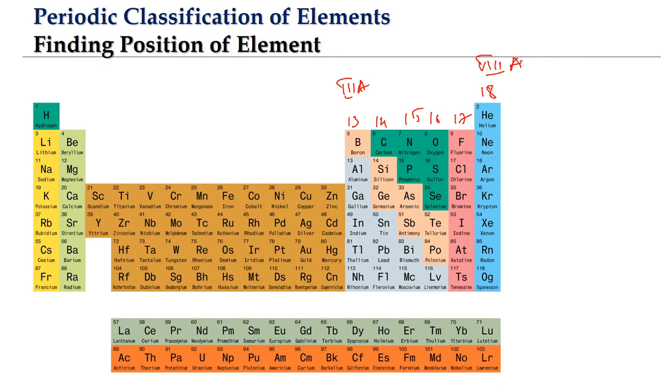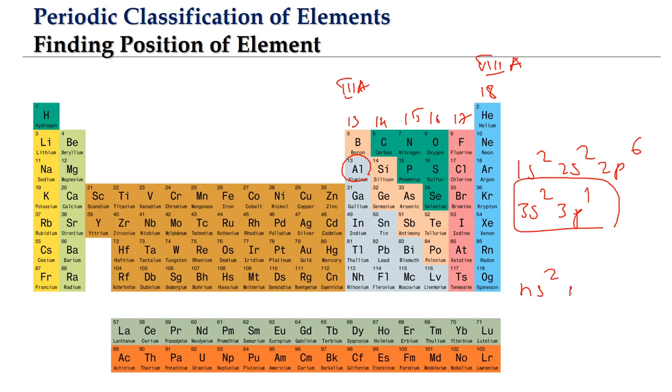Now if you look at any element, for example we will pick up aluminum. Aluminum, number of electrons are 13. So what will be the electronic arrangement? 1s2, 2s2, 2p6, then 3s2, 3p1. So the outermost arrangement will be ns2, np 1 to 6, because for the 13th group elements it will be np1, 14th it will be np2, 15th it will be np3, 16th it will be np4, 17th it will be np5, 18th it will be np6.